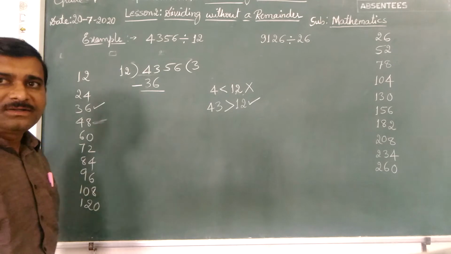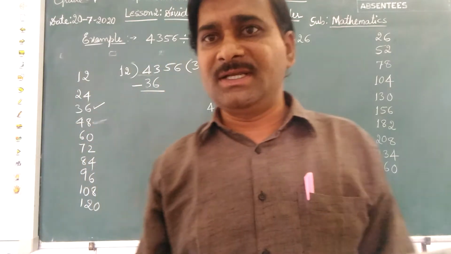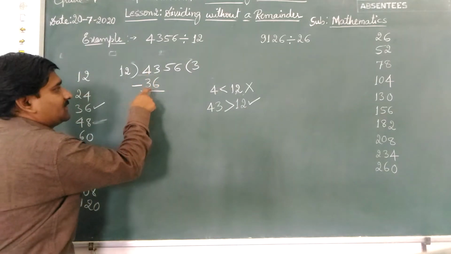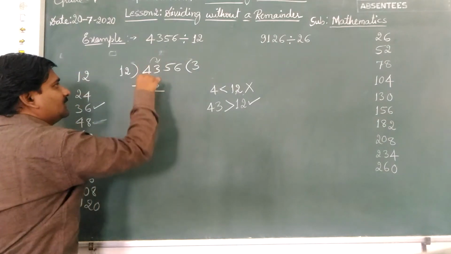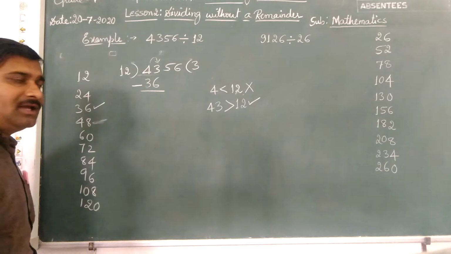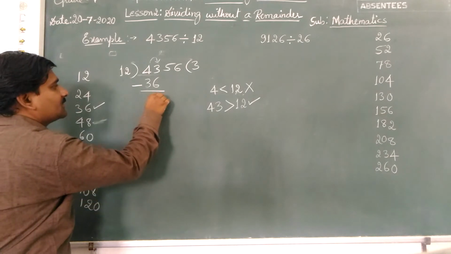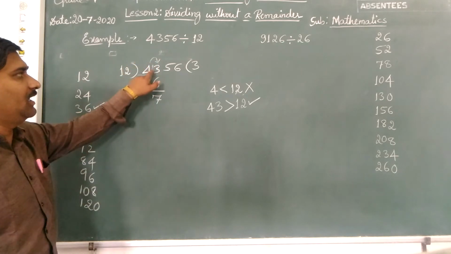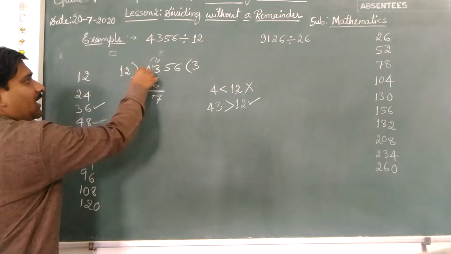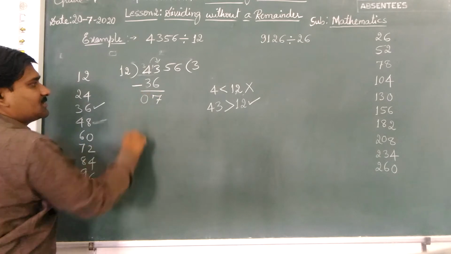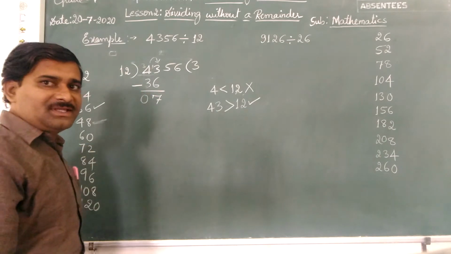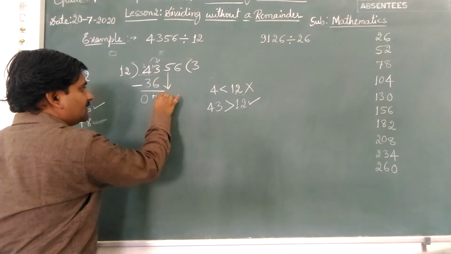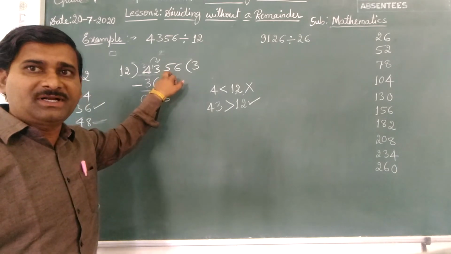After deciding 12 3s are 36, now you should subtract. So 43 minus 36. Take 1 here, 13. 13 minus 6 is 7. One borrow is taken, so 3 minus 3 is 0. After this, children, the steps will repeat. We should take the next digit from the dividend.